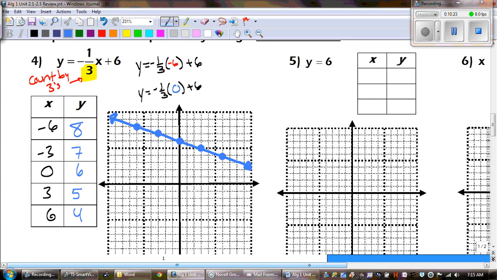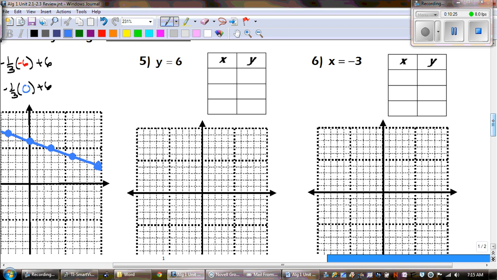All right, let's look at number 5. Number 5, all it says is y equals 6. Well, this is a special case. So if I know that y equals 6, wherever I see a y, because there's 3 points here, so I have to make 3 points, my y is always going to be 6. And now I can pick any x's. I know I want to pick 0, and then I want to pick a negative number and a positive number. So let's go ahead and graph those points.